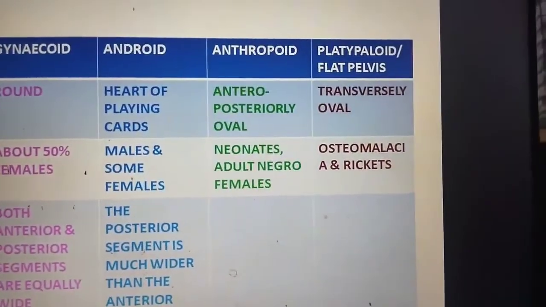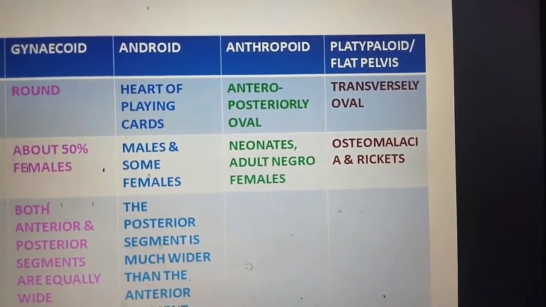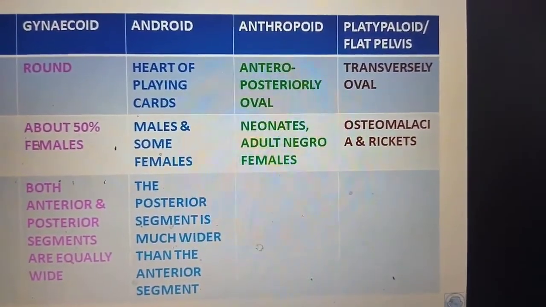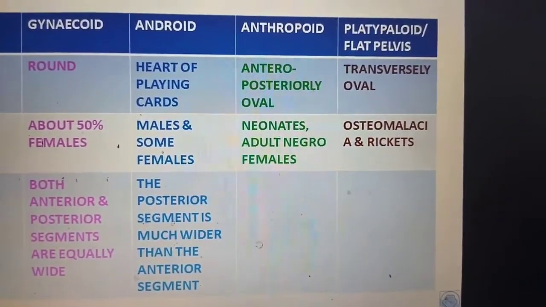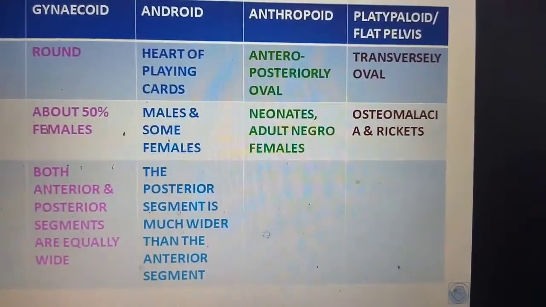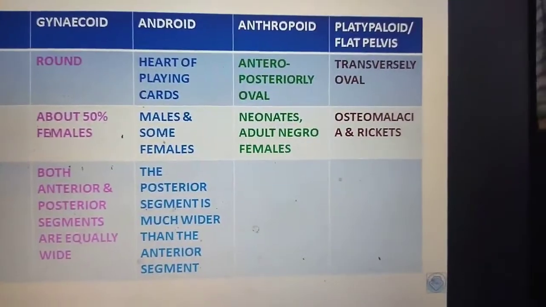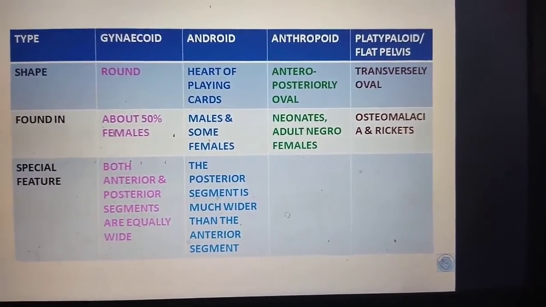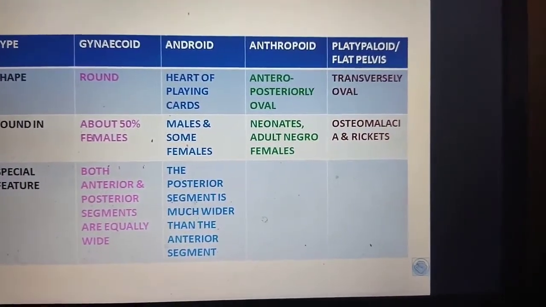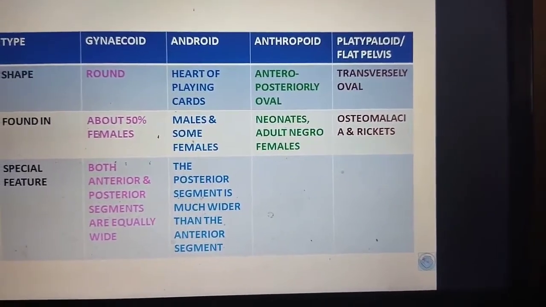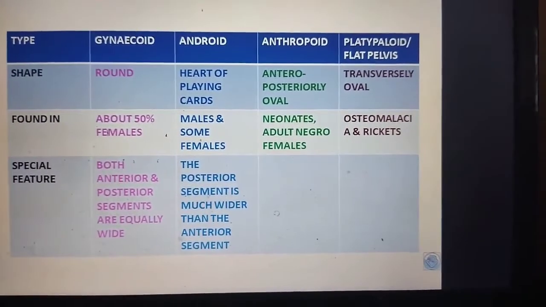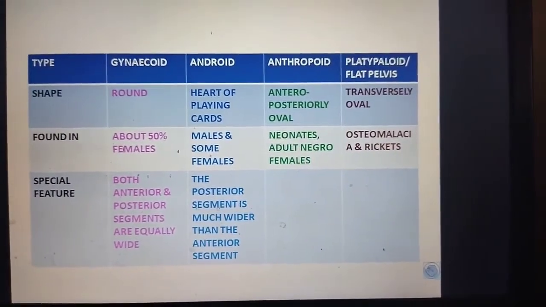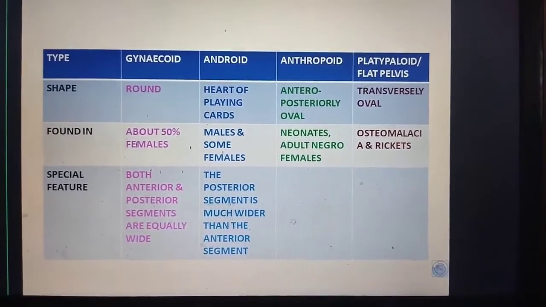In the anthropoid type, it is an anteroposteriorly oval pelvis, and this is the type which neonates, both males and females, have, and some negro females also have a predominantly anthropoid type of pelvis. Platypeloid pelvis is also known as flat pelvis. It is transversely oval in type and is mostly a result of vitamin D deficiency.